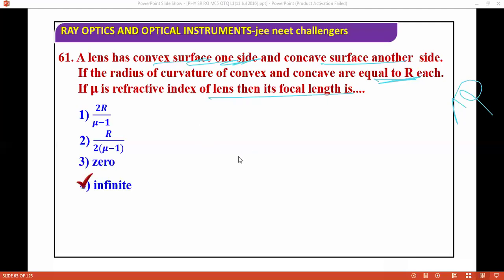So the correct answer is infinite. You can go to the calculation, because I don't know the calculation at all. If you know, you know. So you can go to the calculations and you can do these questions. Okay, next question we are moving for.